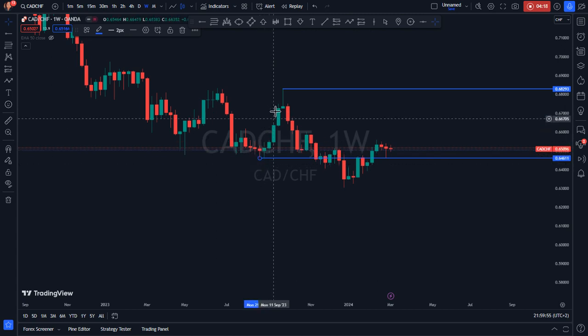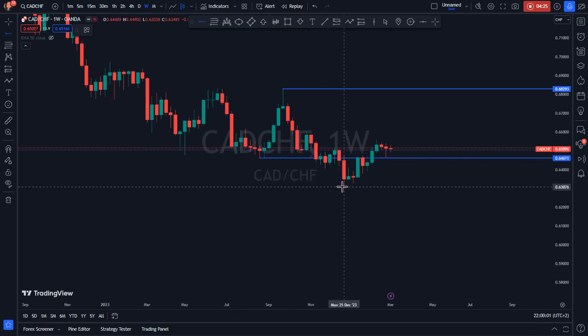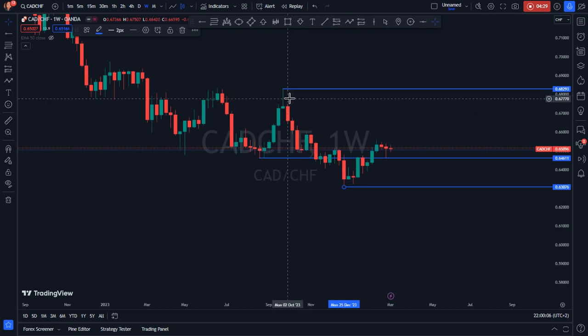So the market gave us this correction and then gave us this impulsive move. After it gave us this impulsive move, which means this was the last impulsive move of the market. So where is the market currently at? The market is currently in the correction phase. This is very, very important. The market is currently in a correction phase.